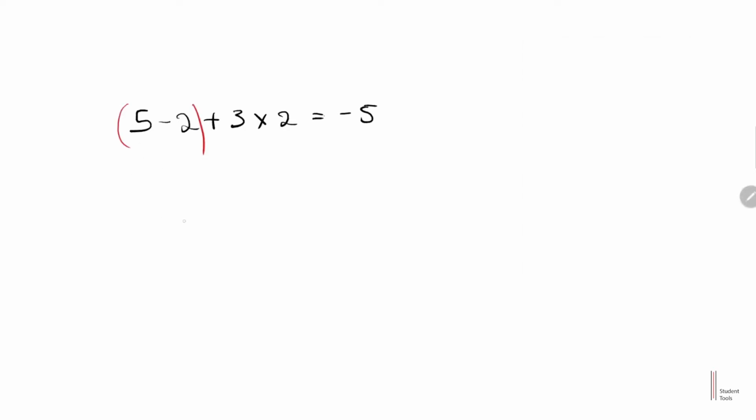If we have 5 minus 2 here, we have a positive 3. And then here we have 3 multiplied by 2, so that's a plus 6. So 3 plus 6 is not equal to negative 5. So we cannot say our brackets can be there. We'll start afresh.